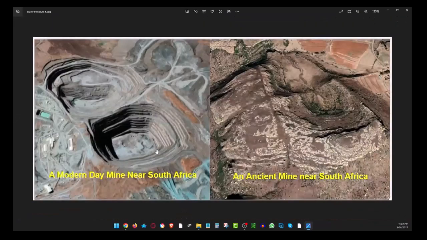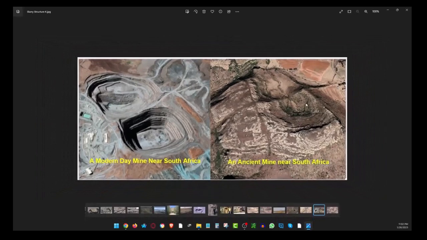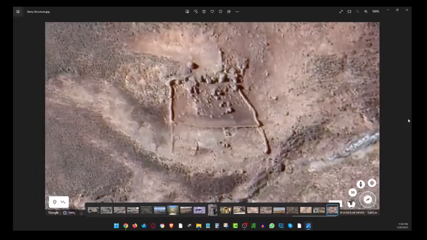Here's a modern day mine in South Africa, and next to it, or not next, but nearby, actually that's in South Africa. This is in Lesotho. What did they use these things for? Were they mines? They don't look like mines. They look like they were some type of a pit for gold, where you put the slurry right in there and let it separate and let it sit. So you've got this stuff, and this is the next big news. This is the craziest thing right here.